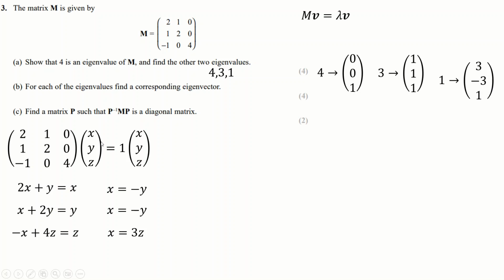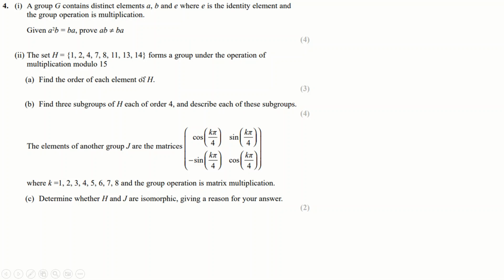And then, of course, for this bit P, you just put this vector next to this vector next to this vector in a matrix like so. And we'll have the entire question. Good. Question number 4 is about group theory. So first we need to do this thing here.